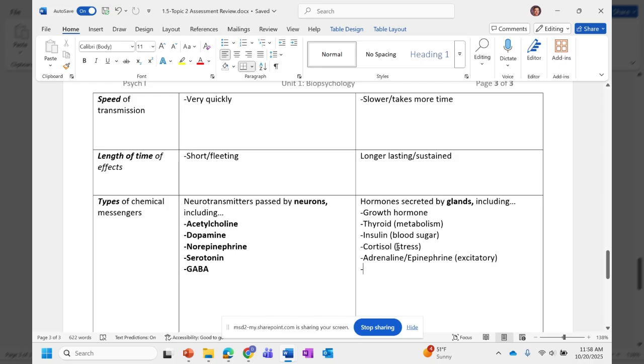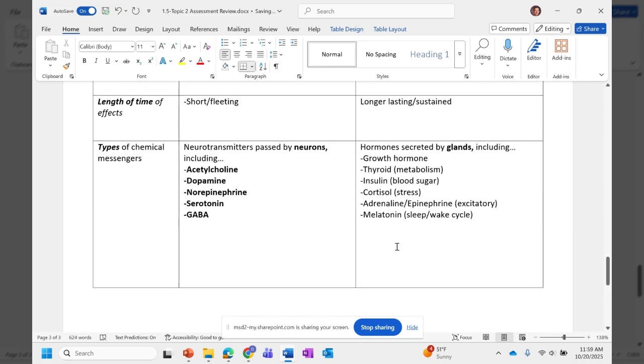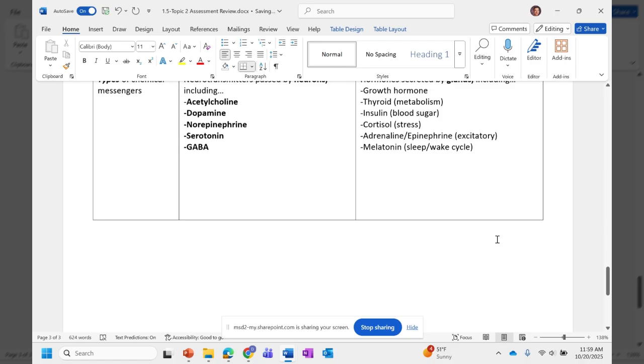I think what else did we do? Sorry, doing this off the top of my head. Oh, melatonin. That was your sleep-wake cycle, which comes from your pineal gland, and we will learn about that in the consciousness unit. So that's a chart comparing them.